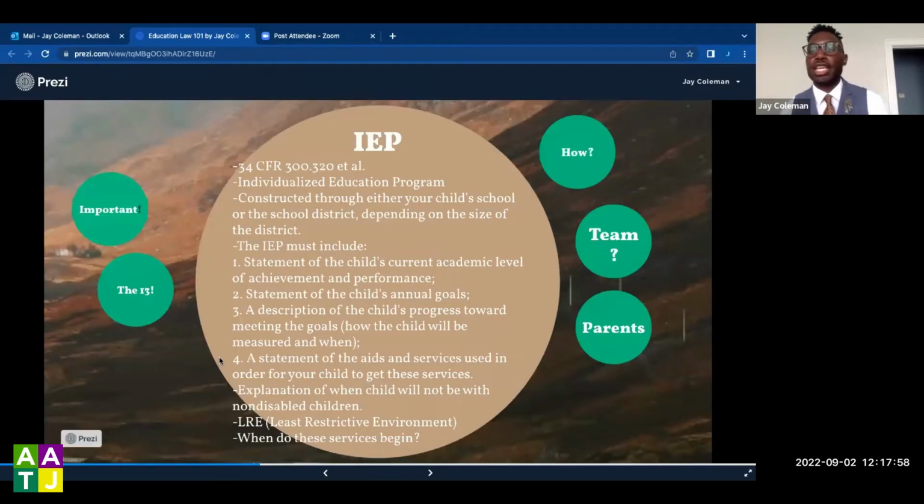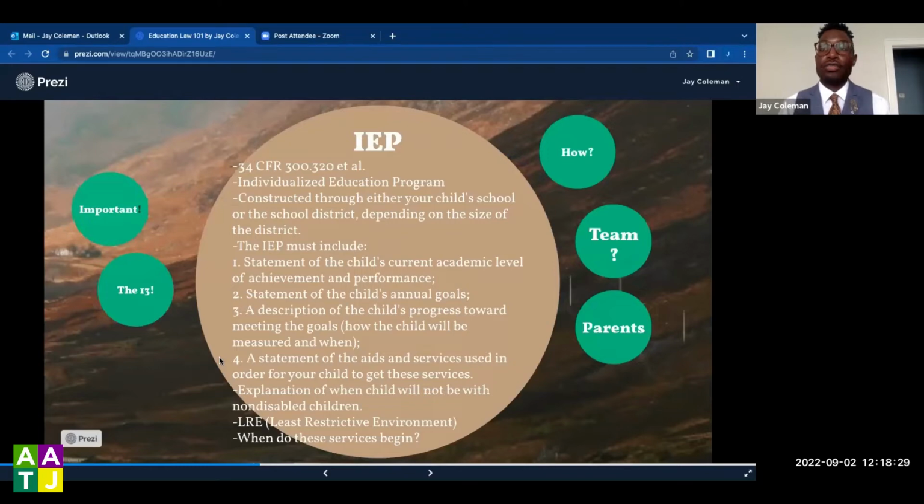It'll be constructed either through your child's school, or it'll be constructed through the school district. It just depends on how big the school district is. So for example, Memphis City Schools, the school will do it because the school district is so large that the Board of Education can't write IEP plans for everybody. But if it's a smaller district, then the school district would construct the IEP plan. But the team will look the same, but we'll get to all of that as we continue to go.